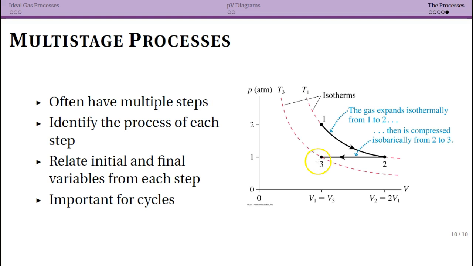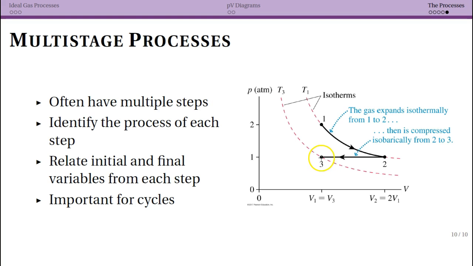So what's helpful is that we can talk about what happened from, for instance, state 1 to state 2. That lies on an isotherm. So it's an isothermal expansion because it went from a smaller volume to a bigger volume. But now, because we know that that's isothermal, we can define what the pressure is. Then we compress it isobarically from state 2 to state 3, and in this case we're changing the temperature and we're changing the volume, but we know we're not changing the pressure.